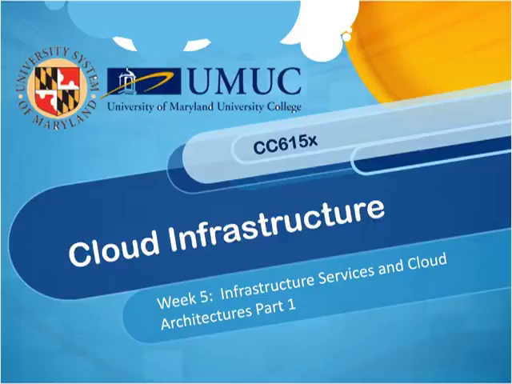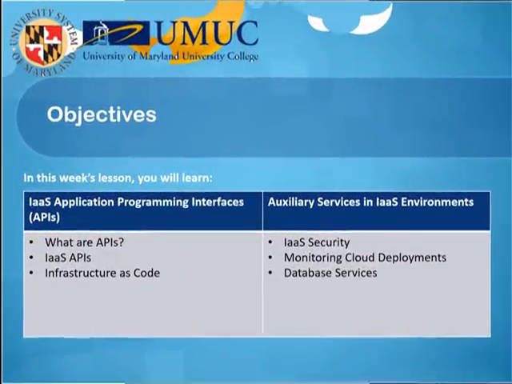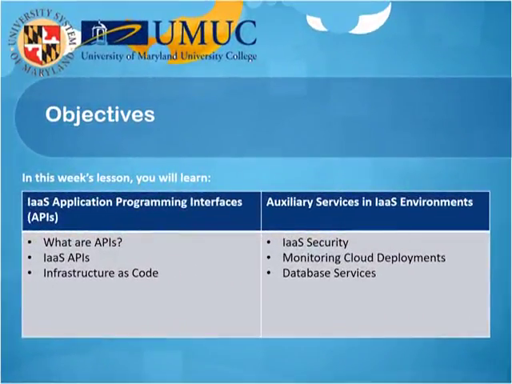Hello, this is CC615 Cloud Infrastructure class, Week 5, Infrastructure Services and Cloud Architectures, Part 1. This week you will learn first about application programming interfaces or APIs. We will define them and then we will talk about infrastructure as a service APIs in particular and infrastructure as code. Next, we will cover some auxiliary services in infrastructure as a service environments such as security, monitoring cloud deployments, and database services.